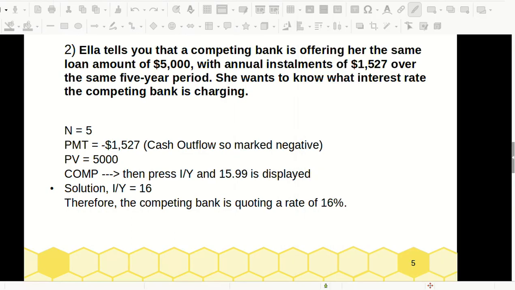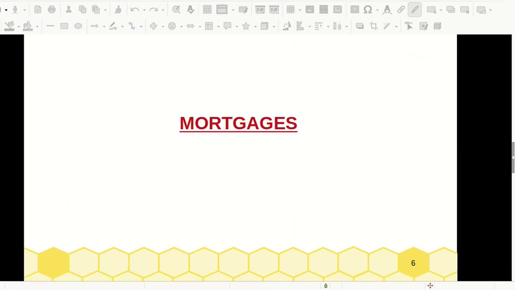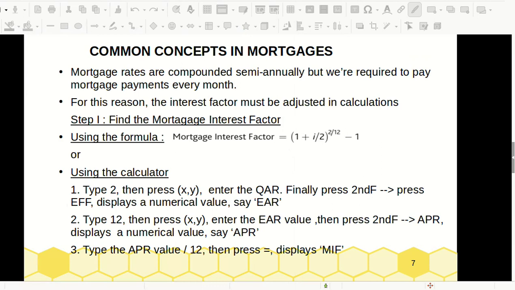Now we'll see the next concept, mortgages. So let's see the common but the most important concepts in mortgages. As we very well know, mortgage payments are typically paid every month, but mortgage rates are compounded semi-annually. For this reason, the interest factor must be adjusted in calculations. Therefore, the first step is to find the mortgage interest factor, MIF.